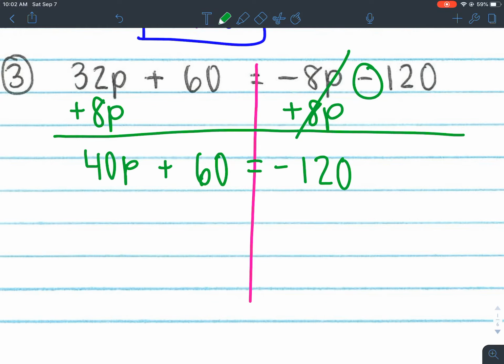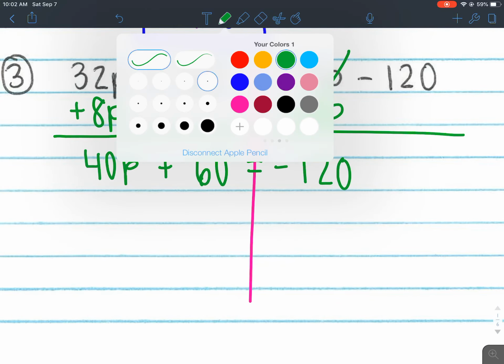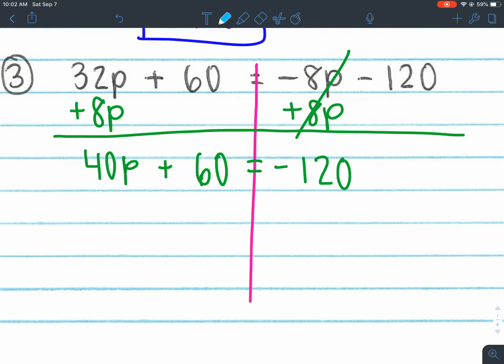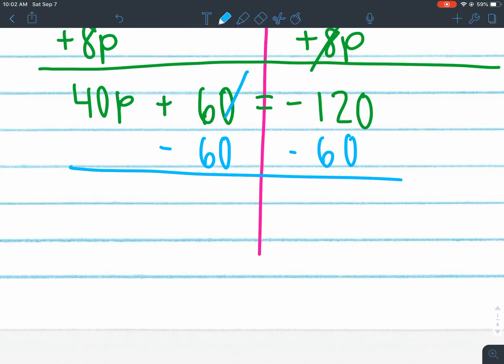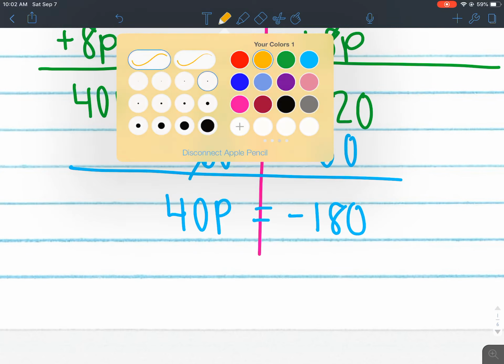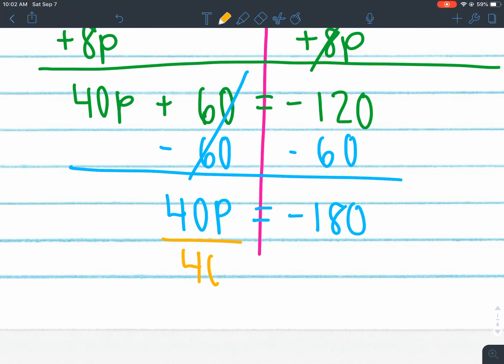Do not forget about these negative signs. They do come along with it. It doesn't just go away. That's a mistake that we like to make that can cost us in the end. All right, now I'm going to subtract 60 on both sides because I want my p by itself. So I have 40p equals negative 180. All right, the next step here is to divide both sides by 40.